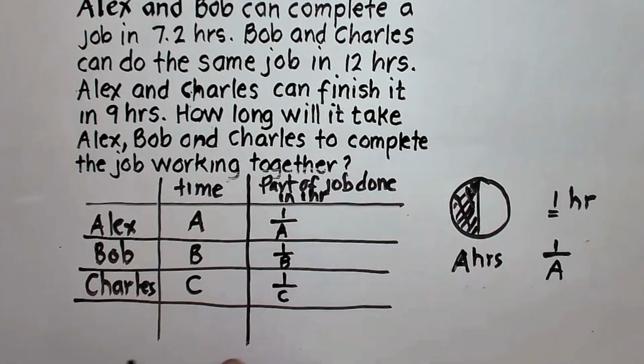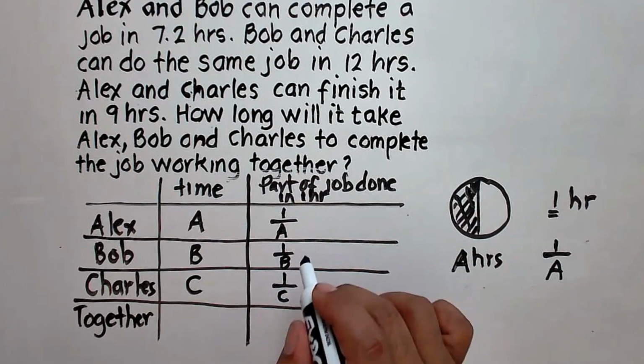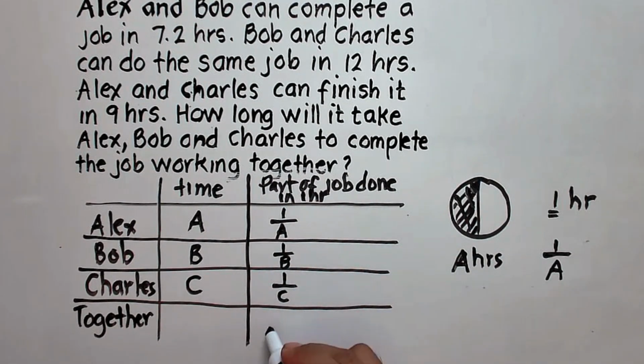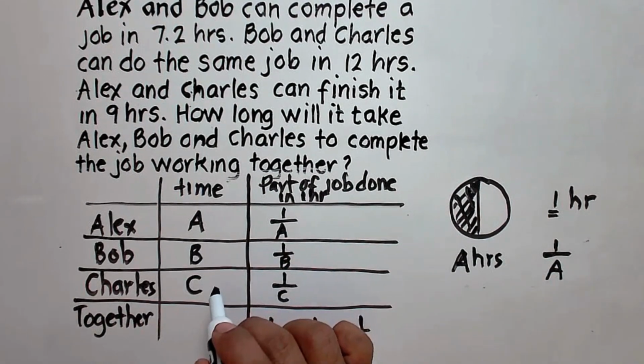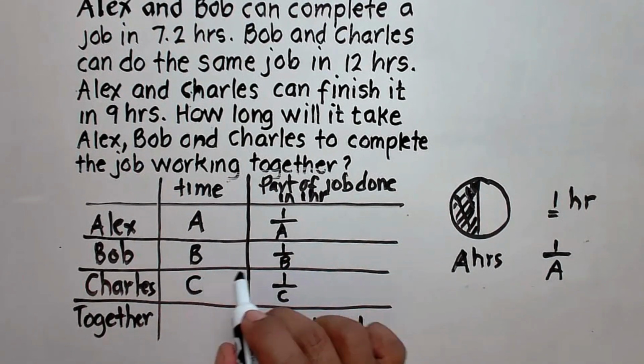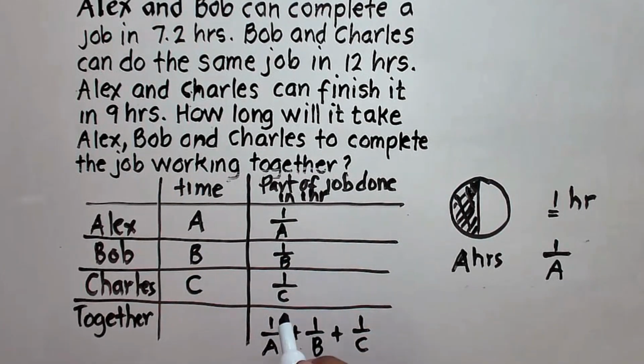Now, if they all work together, then we can add up all the parts of the job. Each one of them contributed to the work. And that is 1 over A plus 1 over B plus 1 over C. Now, what is wrong is for you to add A plus B plus C as the total hours for the three of them working together. Because when they all work together, we expect that the number of hours for them to finish the job would be smaller than the sum, because they would be faster. And therefore, it is wrong to add this column.